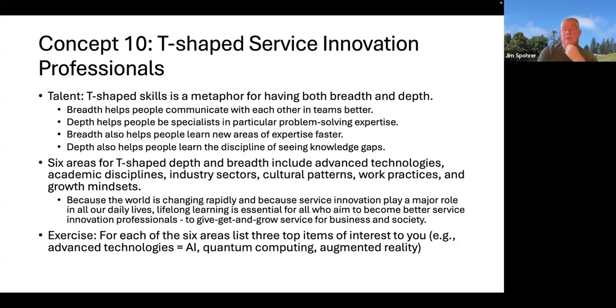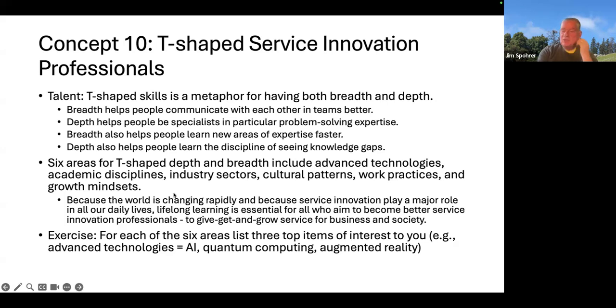And depth also helps people learn the discipline of seeing knowledge gaps. Very, very important. When you become an expert, you start knowing what you don't know. It's like, oh, I can't solve that problem. I'm an expert and I know I can't solve that problem because we don't know this. So depth is very important as well as breadth.